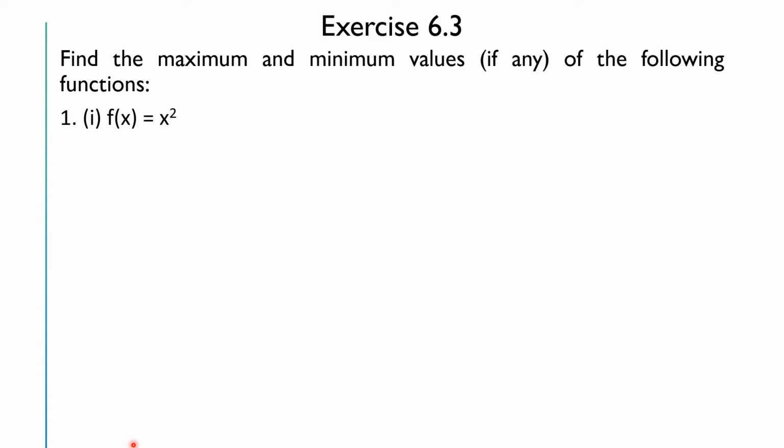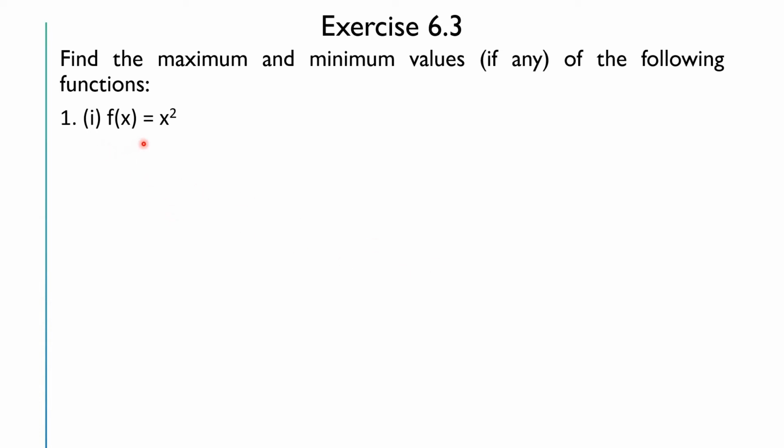So let us start with the problems of Exercise 6.3 of Chapter 6, Application of Derivatives, from the book Applied Mathematics Class 12 by Vimal Agarwal. Find the maximum and minimum values, if any, of the following functions. The first one is f(x) equal to x square. So we have to find the maximum value f(x) can take and the minimum value f(x) can take, if it is applicable for each of these functions.